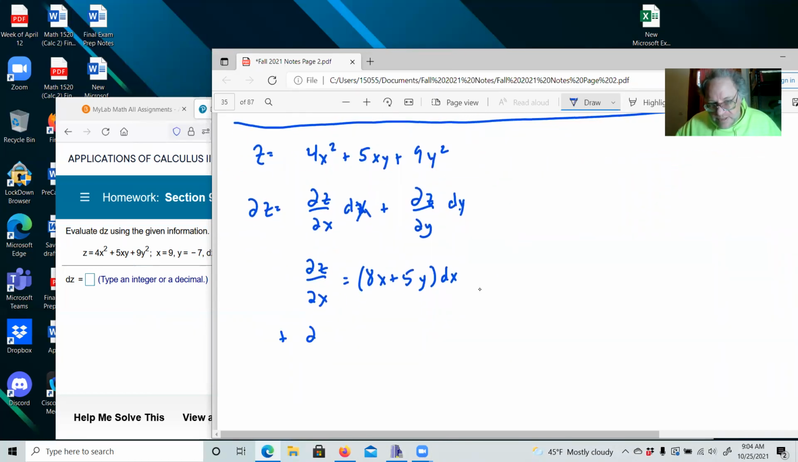Plus, we have dz dy here. So this is equal to 5x plus 18y. There's 4x squared, which is a constant as far as y is concerned. And then we have dy. And then we're going to ask what x and y were, because we need a specific spot here.